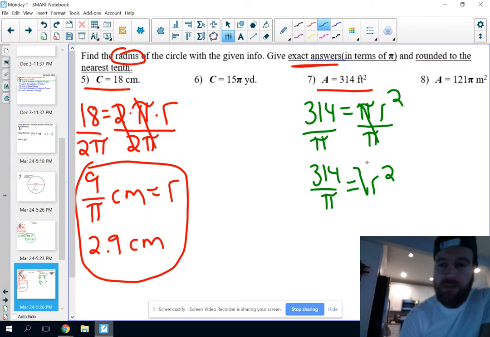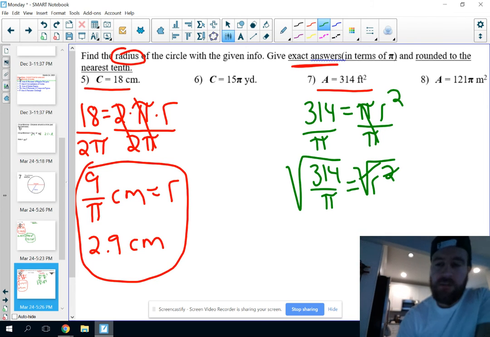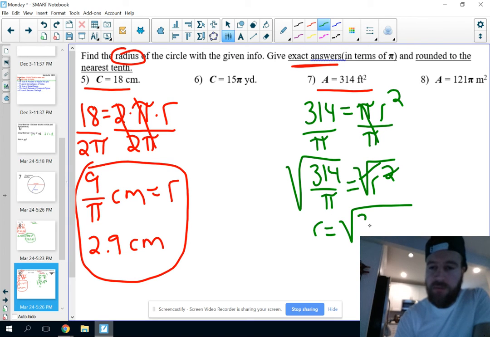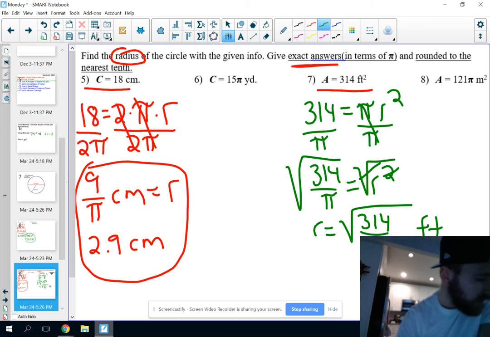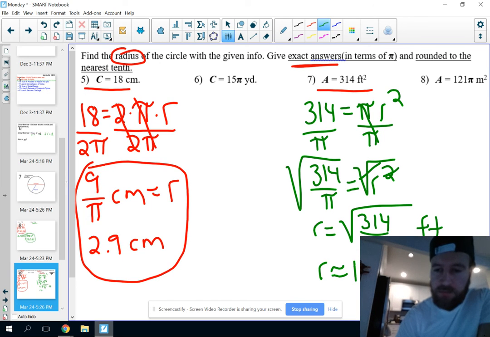To get r alone, square root. That cancels out our exponent. So our exact answer is the square root of 314 divided by pi, and our units are feet. Now you can plug that into the calculator, and it comes out to about 10 feet.